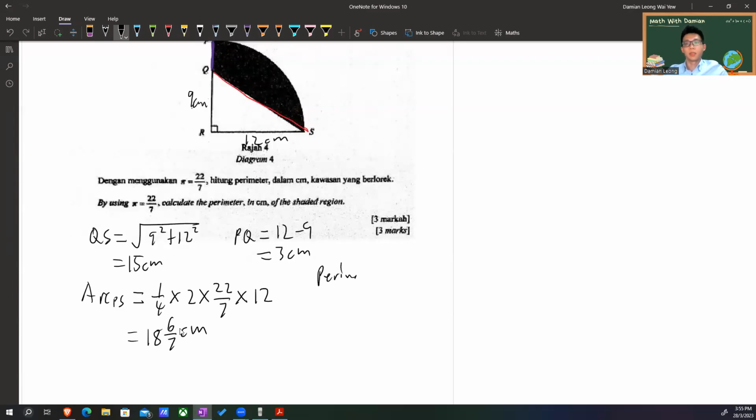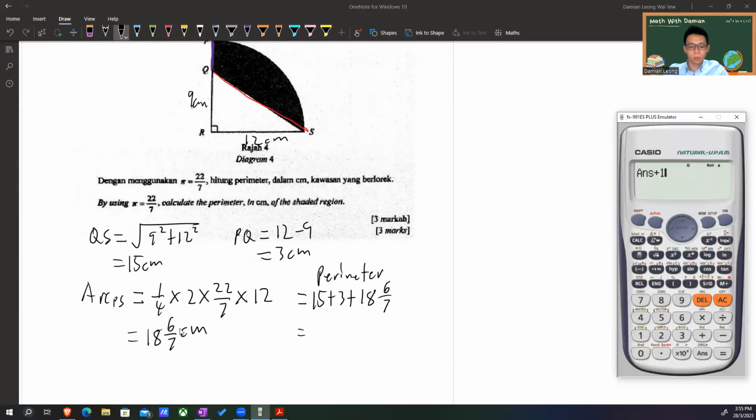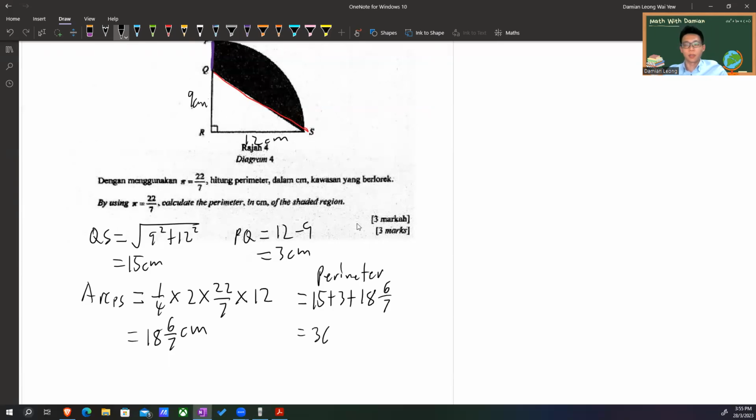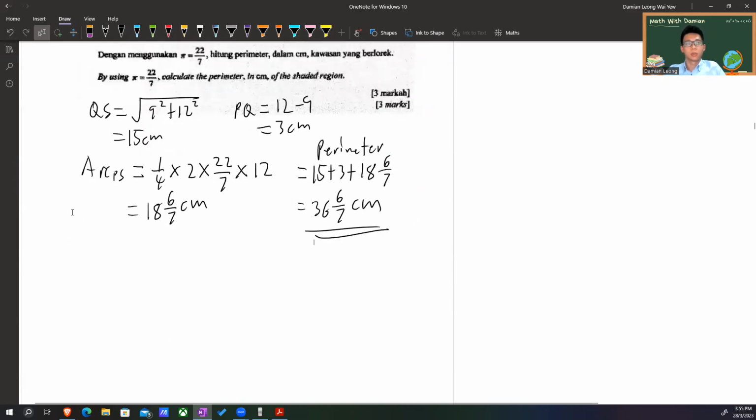Means the perimeter, just add these parts together. 15 plus 3 plus 18 6/7. So this is 36 6/7 cm.